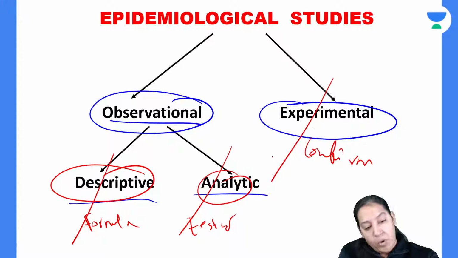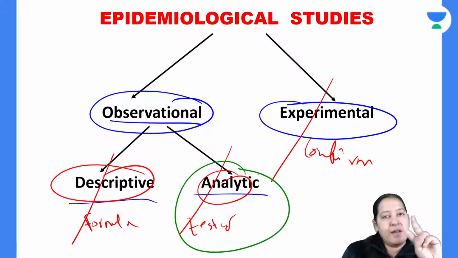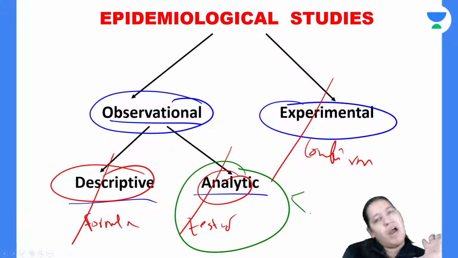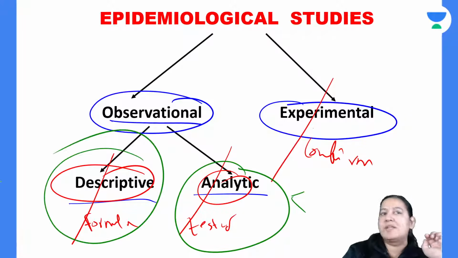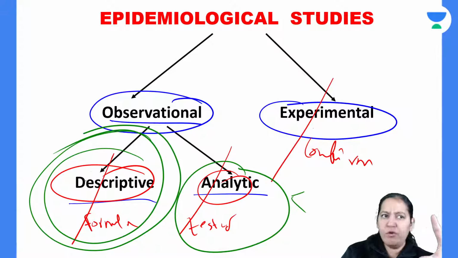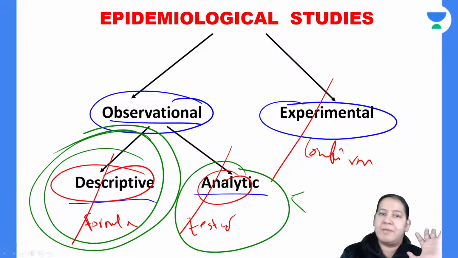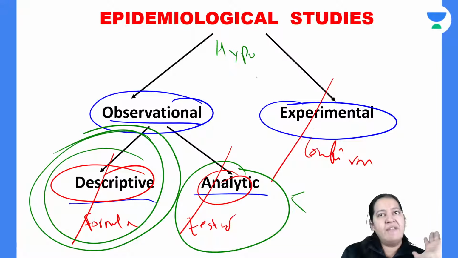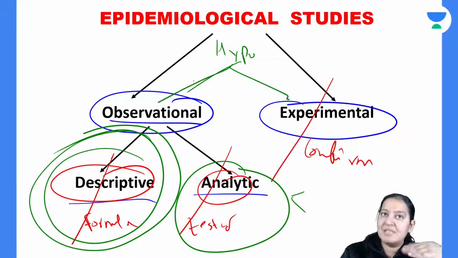Out of the three, the most difficult to understand is analytic. Analytic is of two types: case control and cohort. I will explain everything, but today is the lecture about descriptive. So today first I will teach you descriptive studies, an overview, then we will move on to analytic tomorrow, and the day after tomorrow we will move on to experimental study. In this way we will complete our hypothesis, and in the end we will see whether our hypothesis is accepted or rejected, whether my hypothesis is right or wrong.